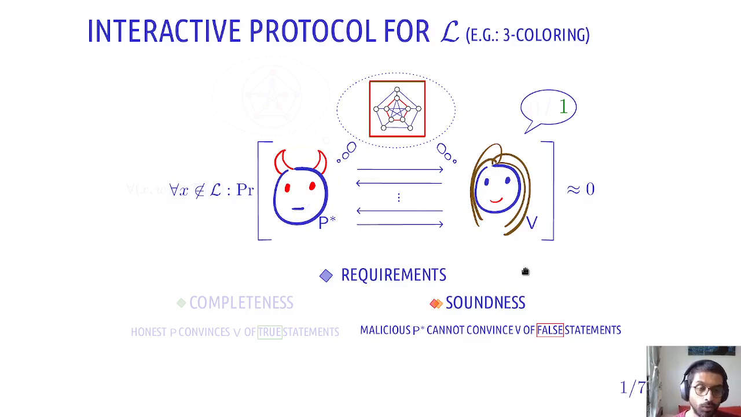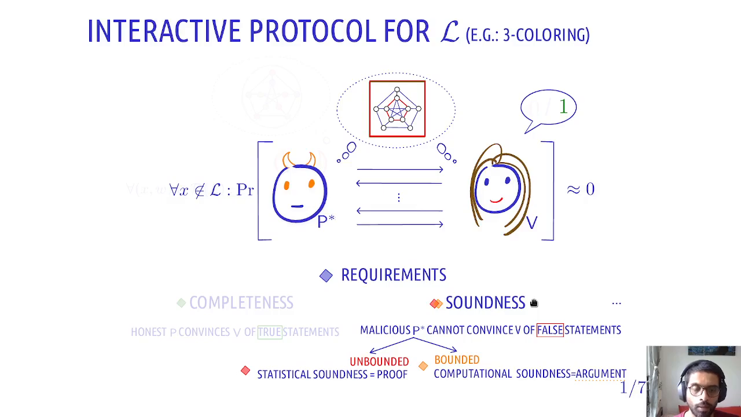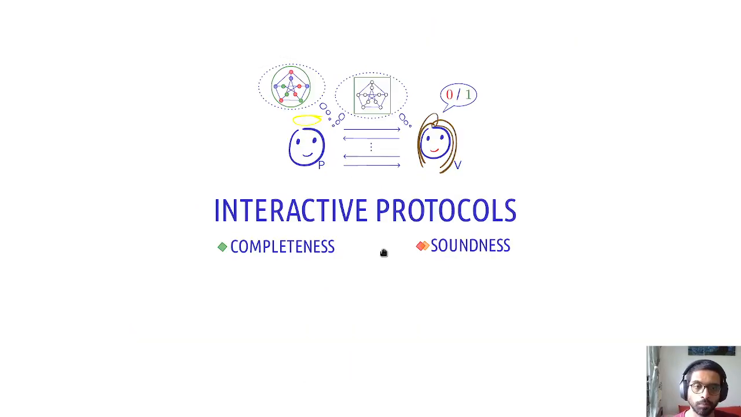This comes in two flavors. If we consider unbounded provers P star, then we say that the protocol is a proof, since we consider statistical soundness. A weaker guarantee of soundness is computational soundness, which holds only with respect to bounded adversaries. And we say such interactive protocols are interactive arguments. The same holds for the non-interactive case.